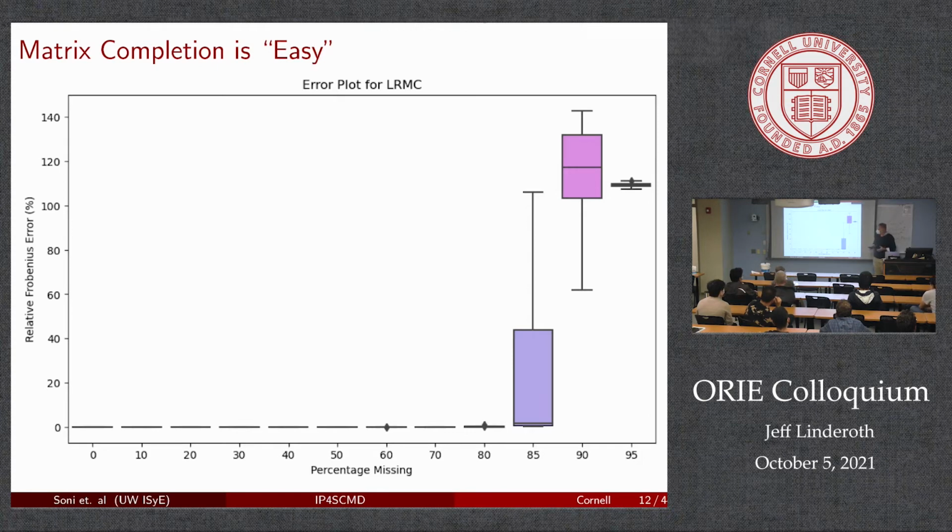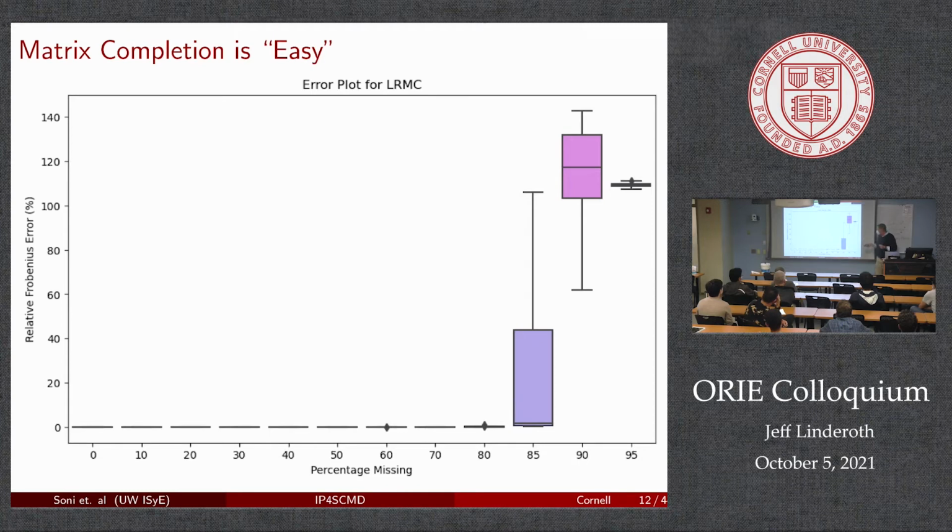Here's a little empirical plot for the GROUSE algorithm, or any reasonable method for matrix completion. We took a matrix where we knew all of the elements, so we knew the ground truth. We kept removing more and more of the data: 10%, 20%, 30%. You can remove up to 80% of the matrix, so you only know 20% of the data. You run this simple algorithm, and you always recover the ground truth.